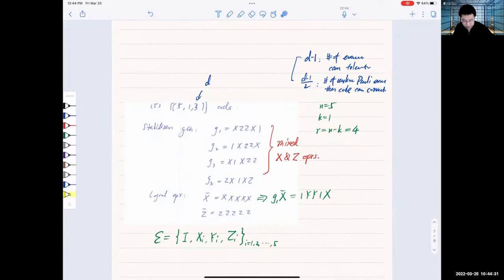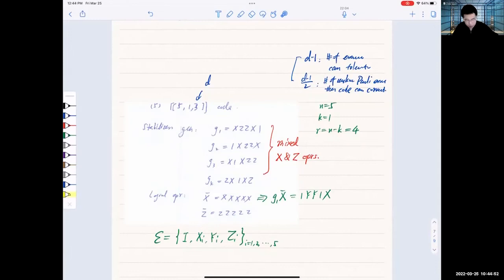However, you may want to think about how we show that this code has distance 3. You may want to exhaust all possible logical operators and verify that the minimum number of Paulis that you need to write the logical operator is 3. So that could be another way of solving the homework problem.